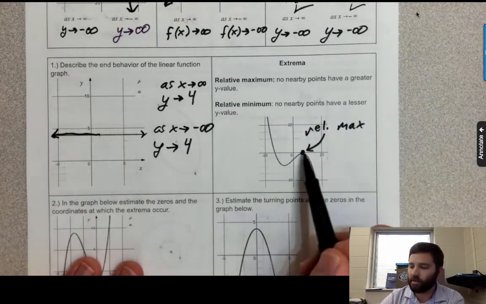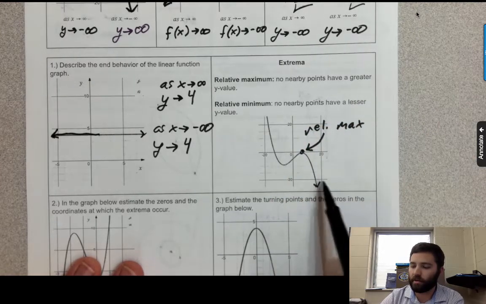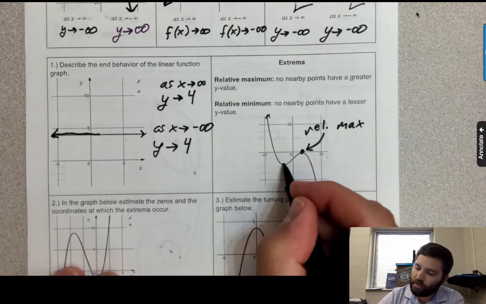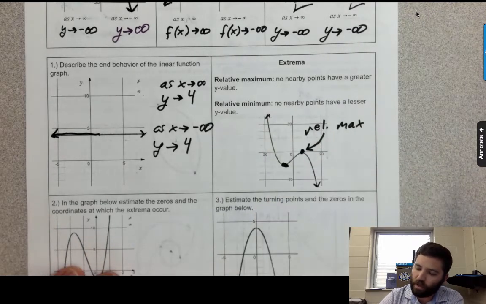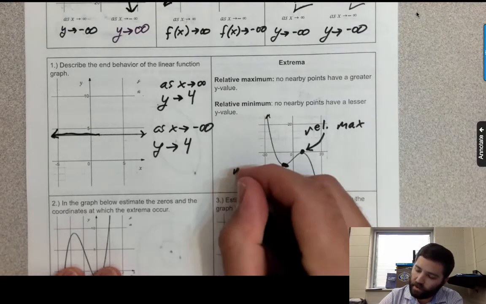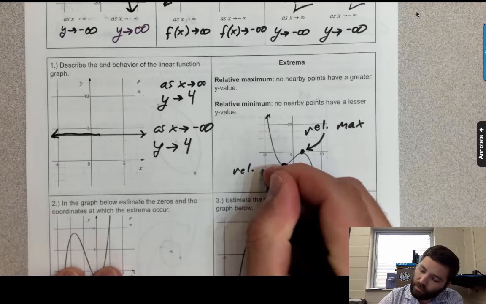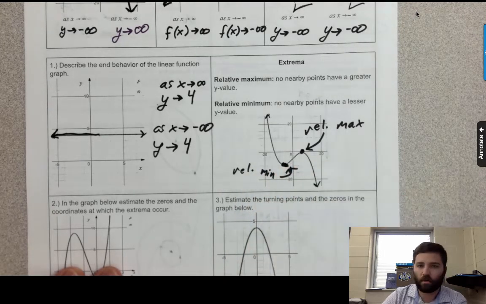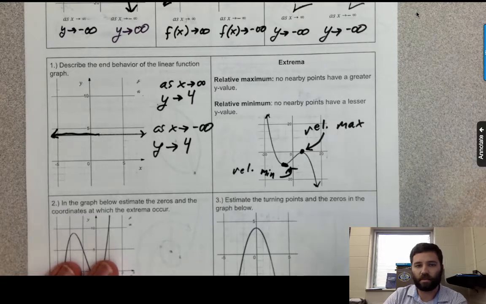Okay, you can see how it's the highest point in the area. Then over here, this would be a relative minimum. No nearby points have a lesser y value. In other words, it's a low point. So this would be a relative minimum. Okay, relative max, relative mins.